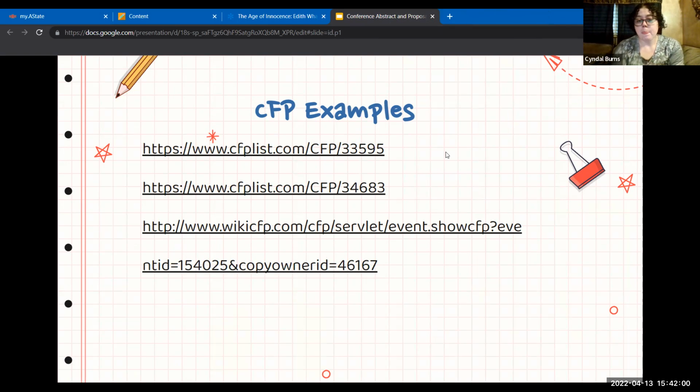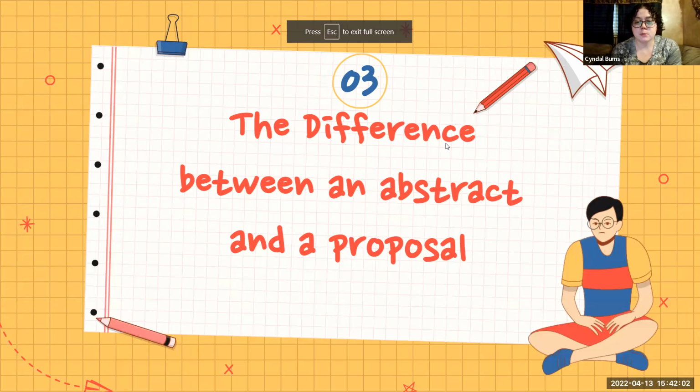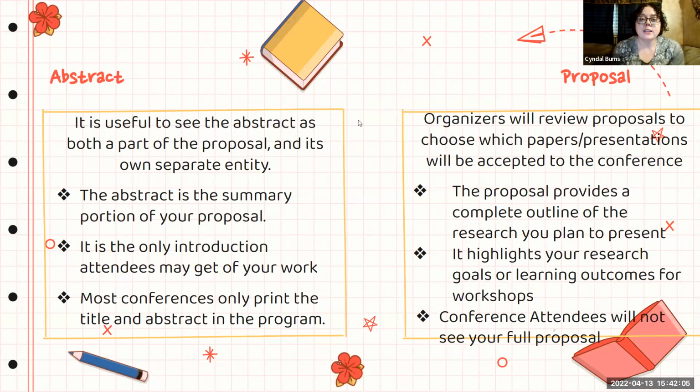Okay. So what is the difference between an abstract and a proposal? The abstract, it's useful to see it as part of the proposal and also something completely separate. It's the summary portion, kind of what your work is about. It's also what appears in a lot of the programs of conferences. It's the only thing your audience members are going to see. They're not going to see your whole proposal. So you want it to be succinct, easily understood, and to include everything necessary to get people interested in your presentation.